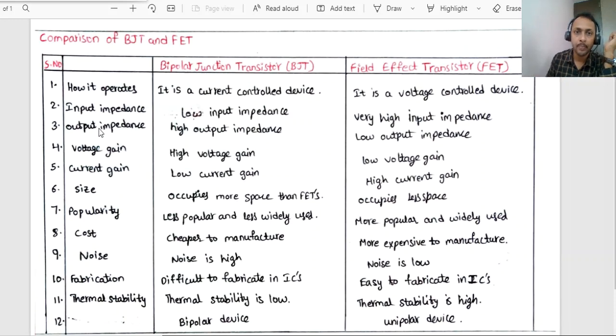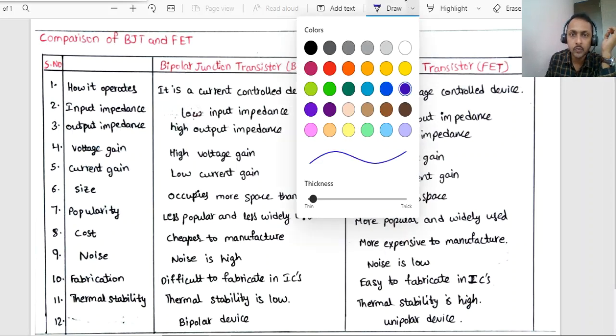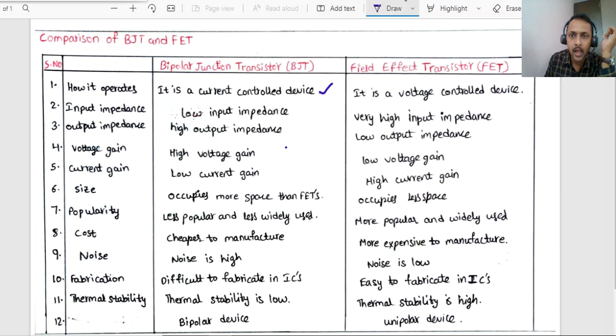Now coming to the bipolar junction transistor, BJT, how it operates. It is a current controlled device. If you recollect the previous basics, it is a current controlled device, whereas the field effect transistor is a voltage controlled device. For BJT, the input impedance is low. For FET, the input impedance will be very high. That is the reason why the gate current Ig will be approximately equal to 0, right?